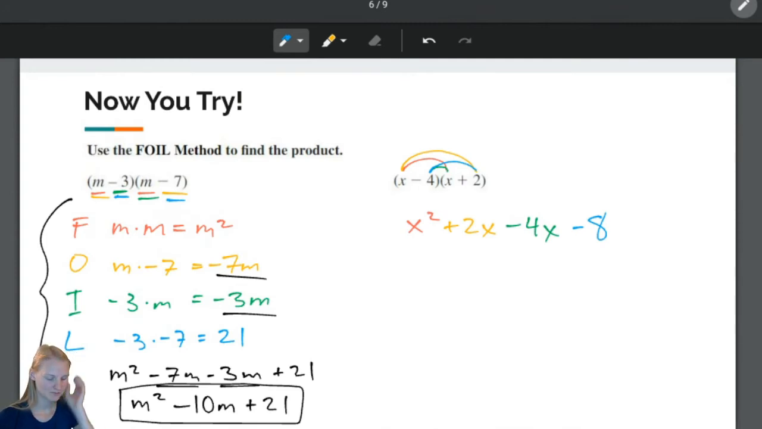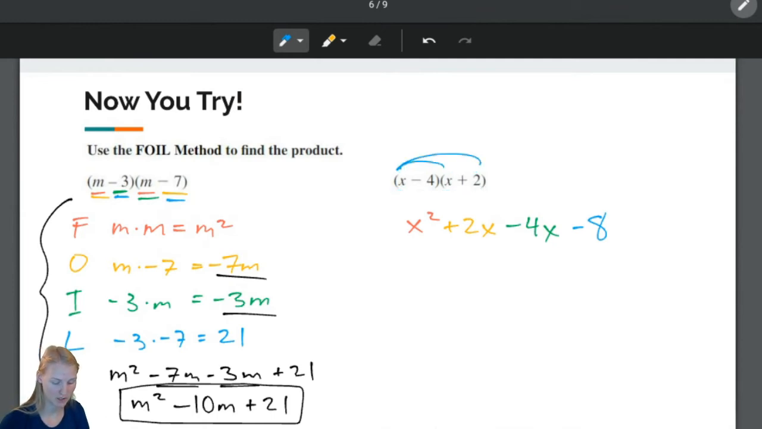So you see how this pattern of rainbows goes: we start with x, and we go to the first one, and then we go to the second one. And then we go to negative 4, and we start with the first one, and we go to the second one. So that's another way you can think about it: I just take the x and I multiply it by the first term in the binomial and the second term in the binomial. And then I do the same thing with the negative 4. I go to the first term and then the second term. But it's the exact same thing as foiling.